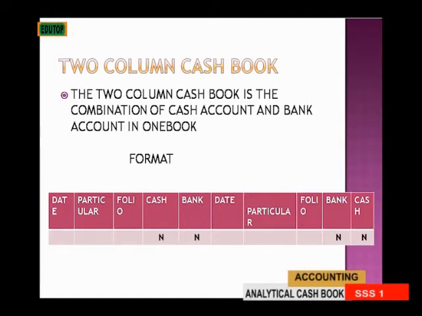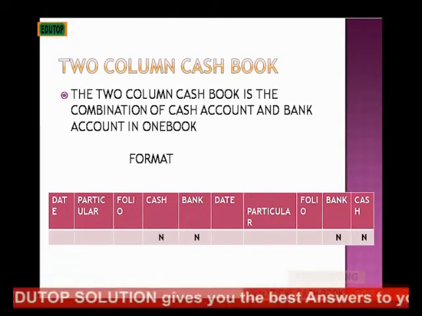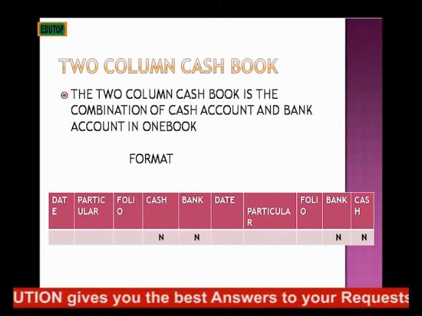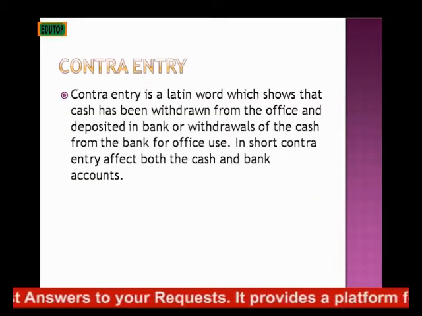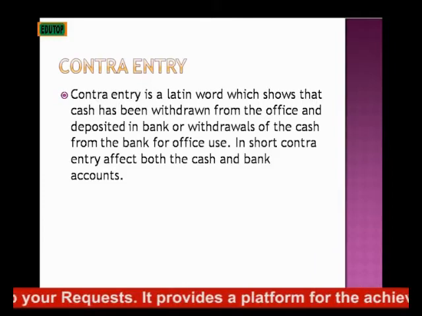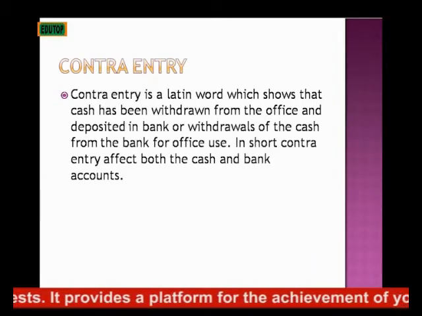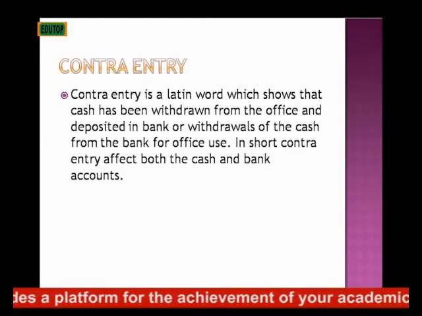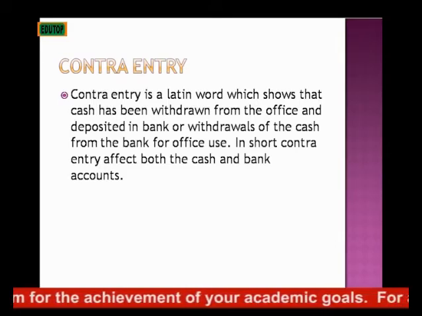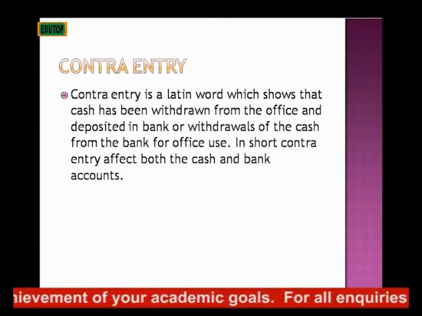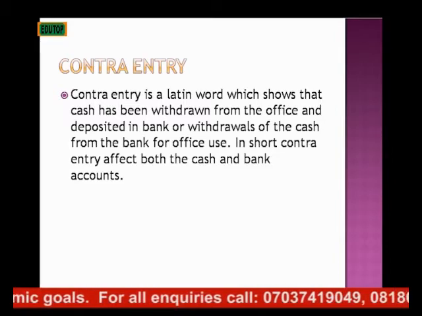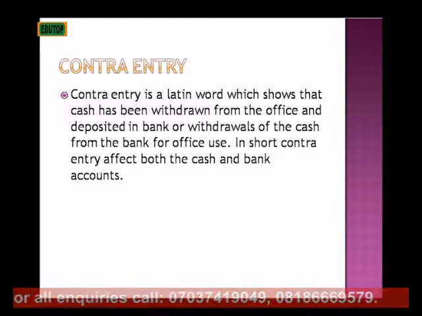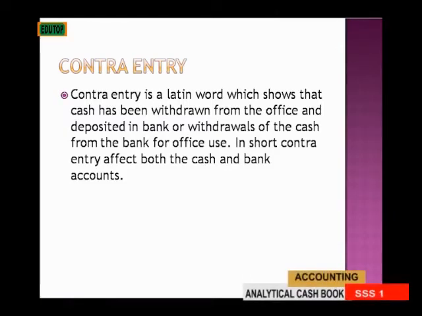But before we cite an example, go to the illustration. We must first know that there are some items one needs to take into cognizance when preparing a 2 column cash book. Now we have a contra entry. What is a contra entry? Contra entry is a Latin word which shows that cash has been withdrawn from the office and deposited in the bank, or withdrawal of cash from the bank for office use. So in other words, contra entries affect both cash and bank.